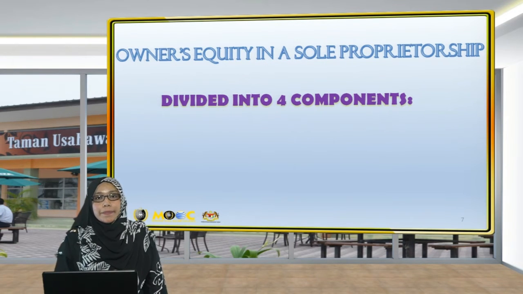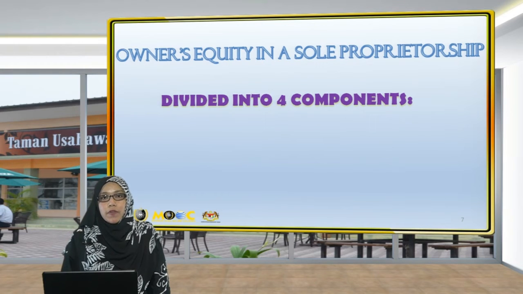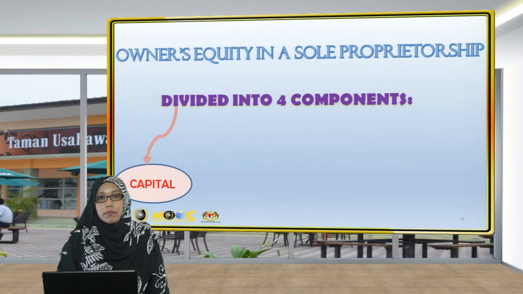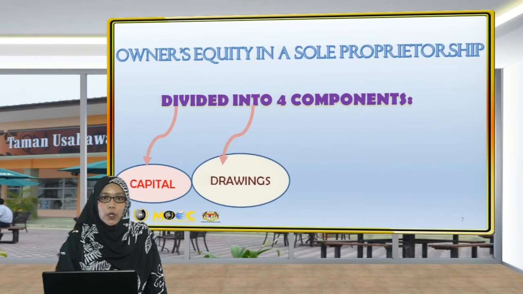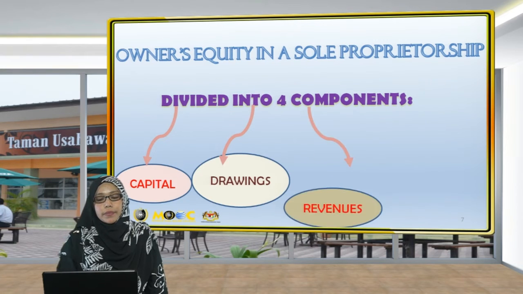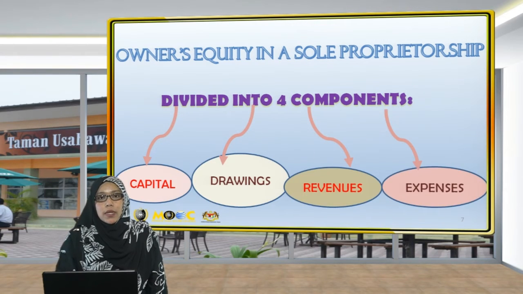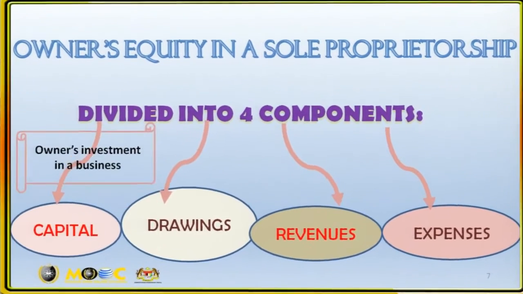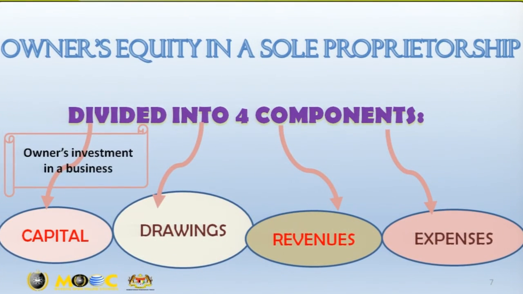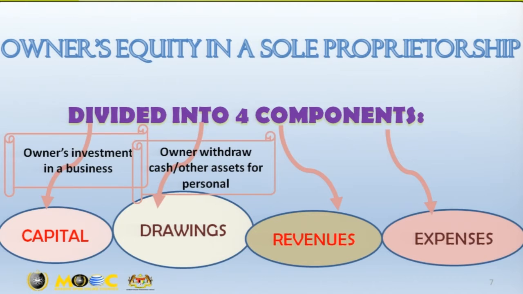In sole proprietorship business, owner equity can be divided into four components, which are capital, drawings, revenues, and expenses. Capital is owner investment in a business, either cash or other types of assets. Drawing occurs when owner withdraws cash or other assets, it could be inventory, during the accounting period.